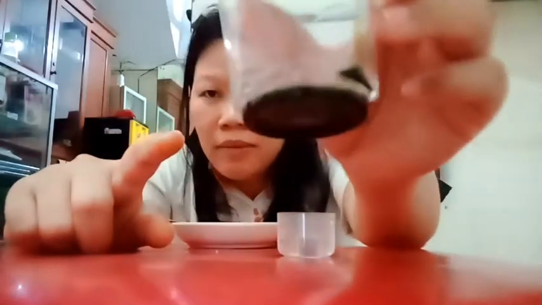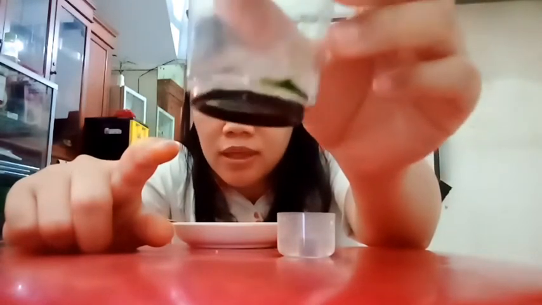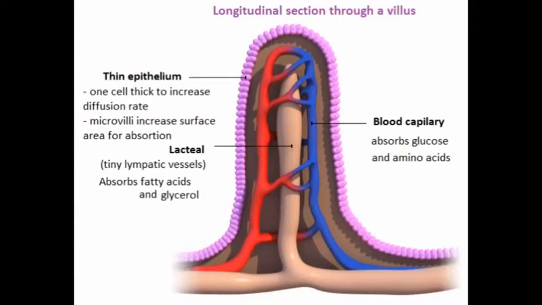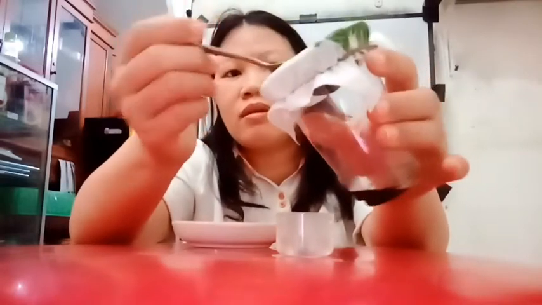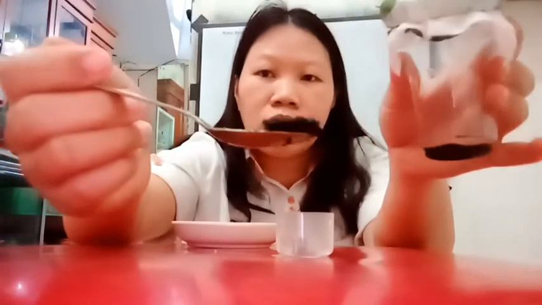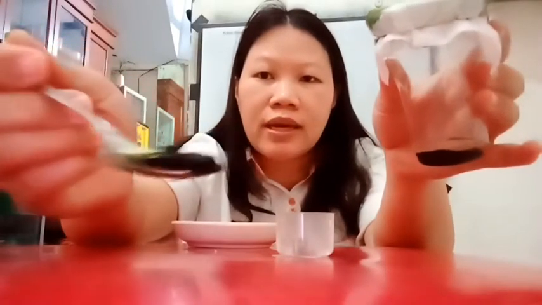The food that passes the villi will go to the blood vessel. So you can see the food that passes the villi is usually in liquid and small particles. The food that cannot pass through the villi will go to the large intestine.